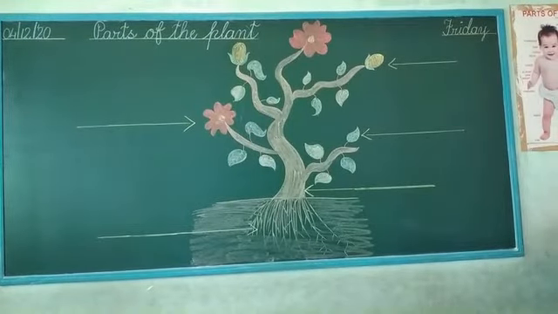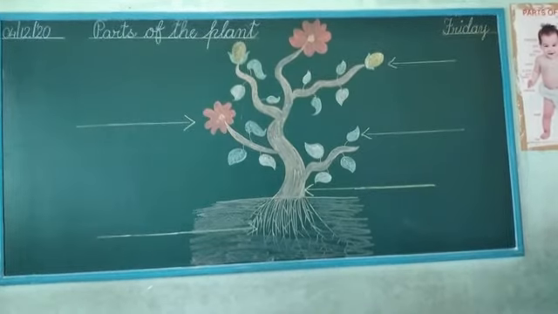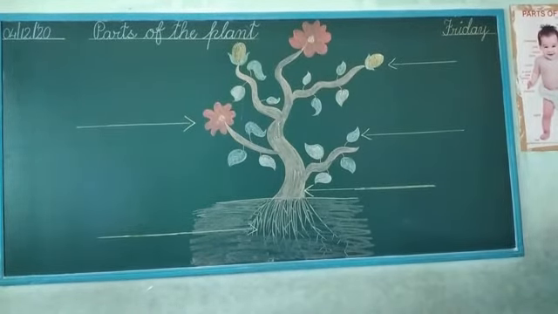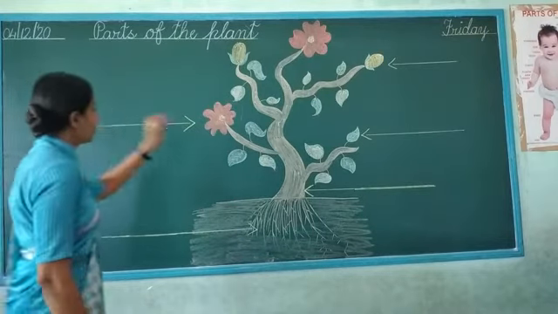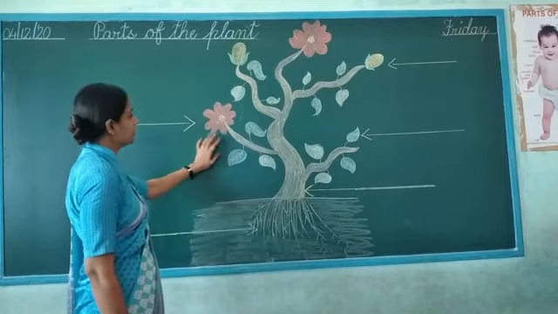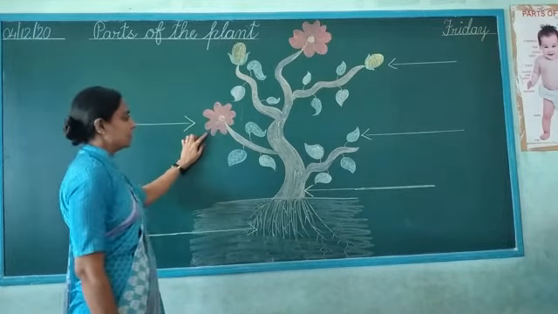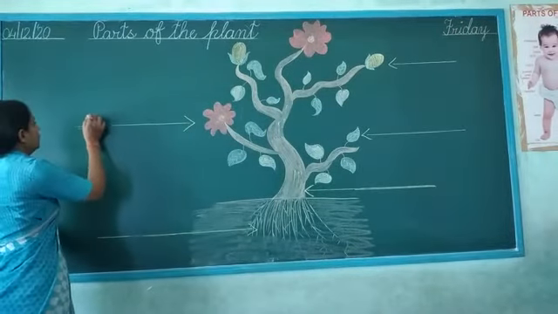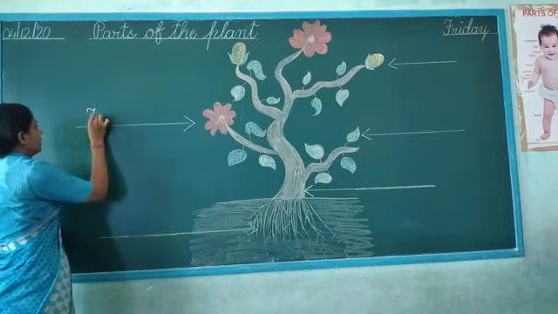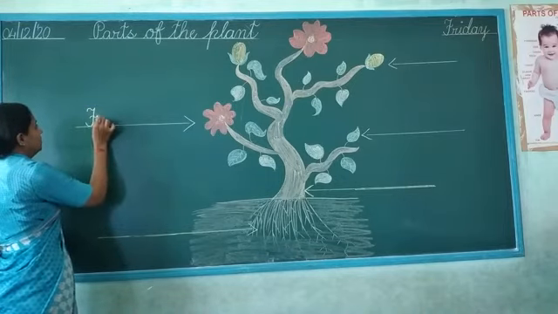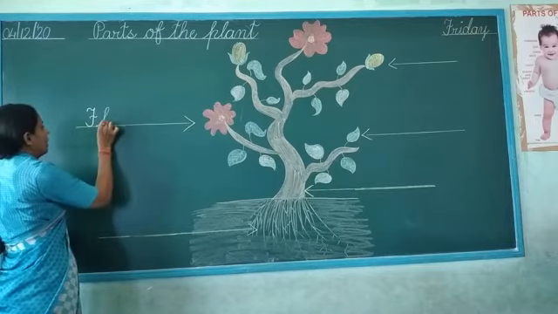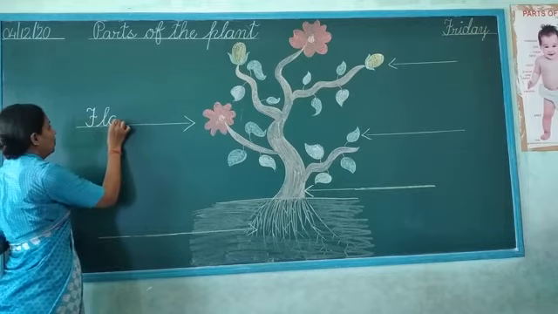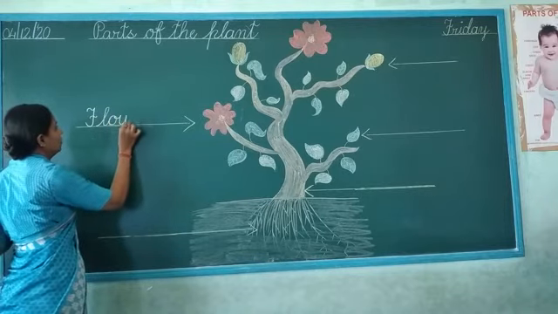Now let's learn to write the words. Which part is this? This is flower. So we write here F capital, then L, O, W, E.